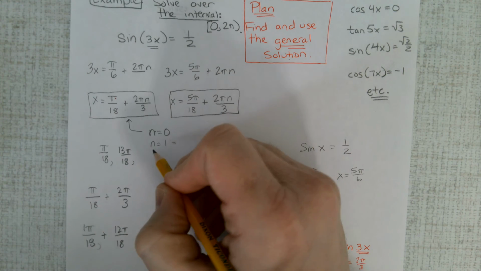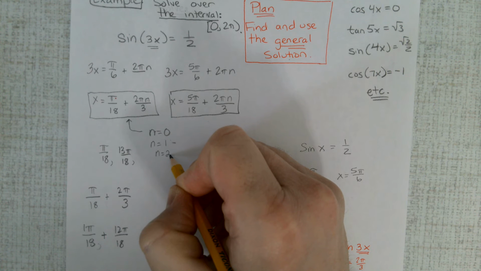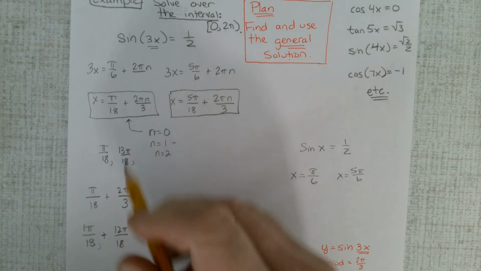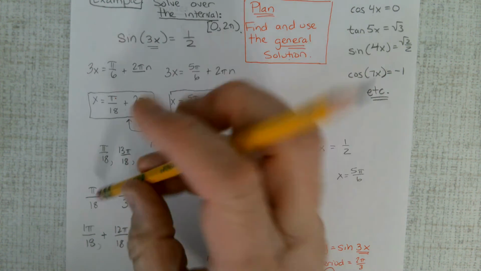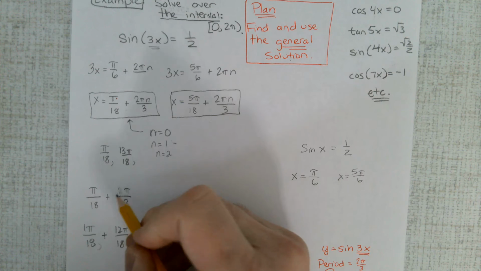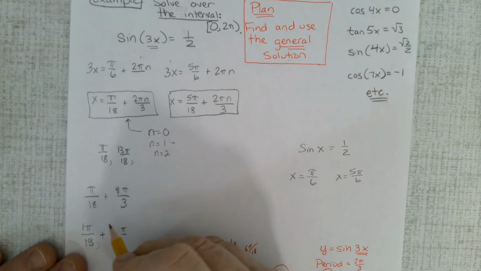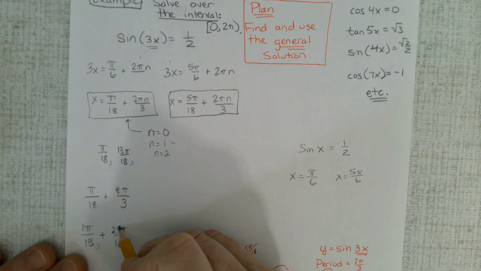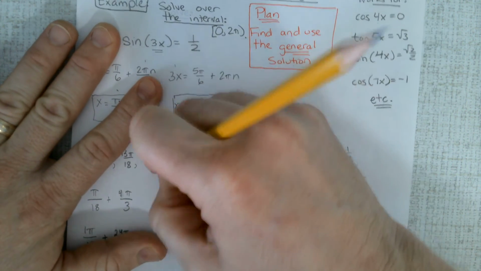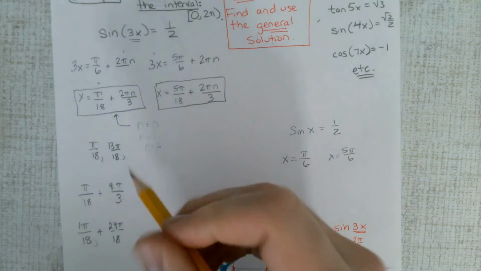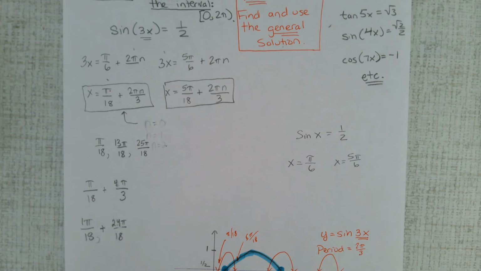And then if I plugged in a 2, n is equal to 2, well, now I'd have 2 of these. So this would be a 4 here, and this would be a 24 here. I'm just adding on that, and I'm up to 25. So I'm at 25 pi over 18.